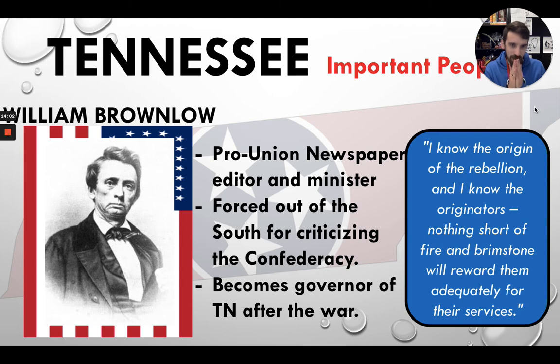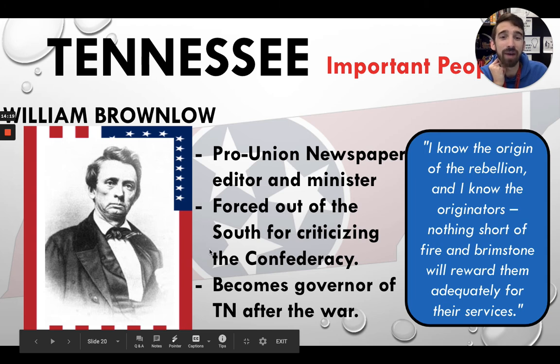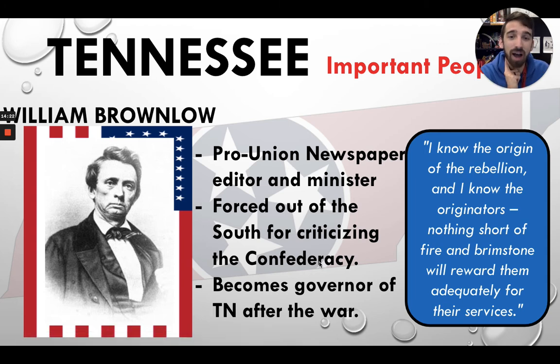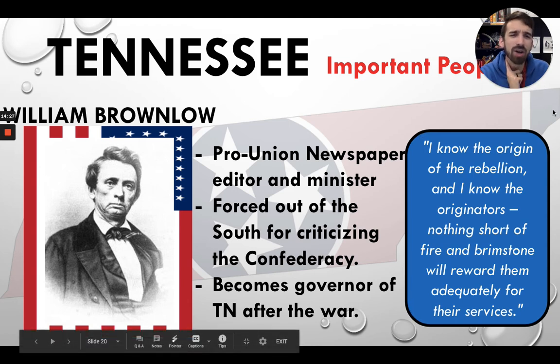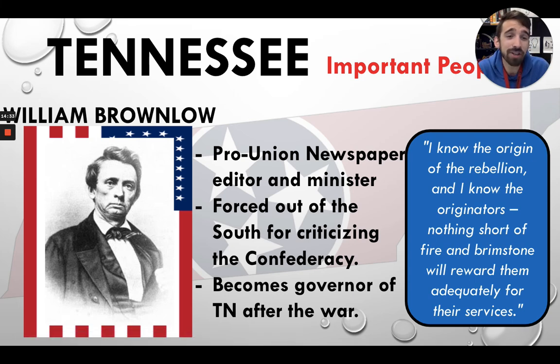William Brownlow, also a Union guy. He's a pro-Union newspaper editor and minister. So during the Civil War, he writes and speaks out against the South. And because of that, he's run off. The Confederacy actually chase him out of town, and he has to run to the North to survive. And so this is a quote from him in one of his newspapers. He says, "I know the origin of the rebellion, and I know the originators, and nothing short of fire and brimstone will reward them adequately for their services." I hope you catch his drift with what he's talking about, fire and brimstone.